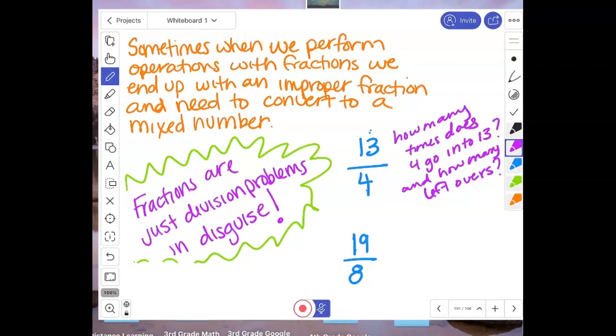So if I skip count by 4, I've got 4, 8, 12. The next one would go over. So that was 3 multiples. That's going to be my whole number. How many leftovers do I have to get to 13? Well, I'm at 12, so I need one more. One more what? One more fourth. So these two things are the same. 13 fourths equals 3 and 1/4.